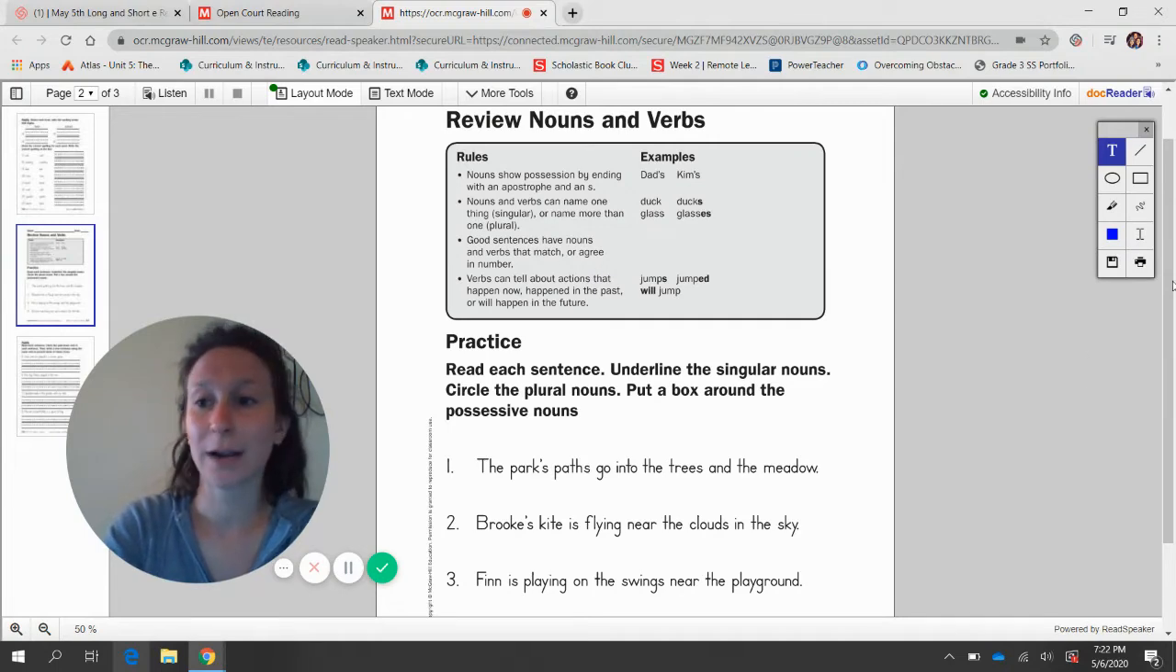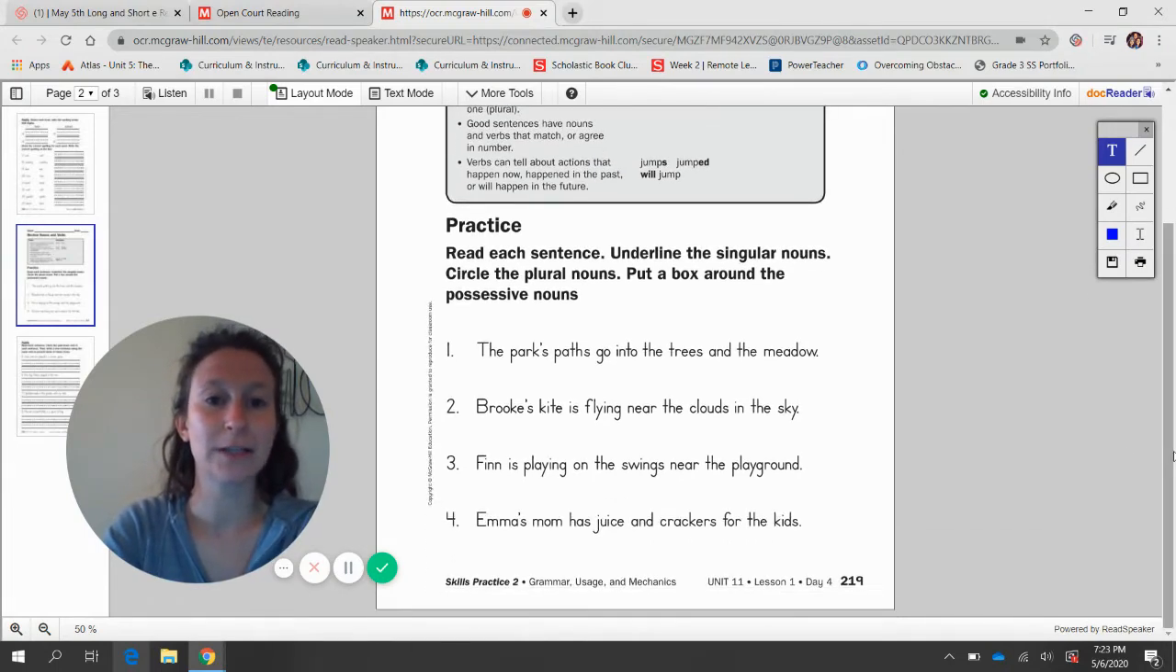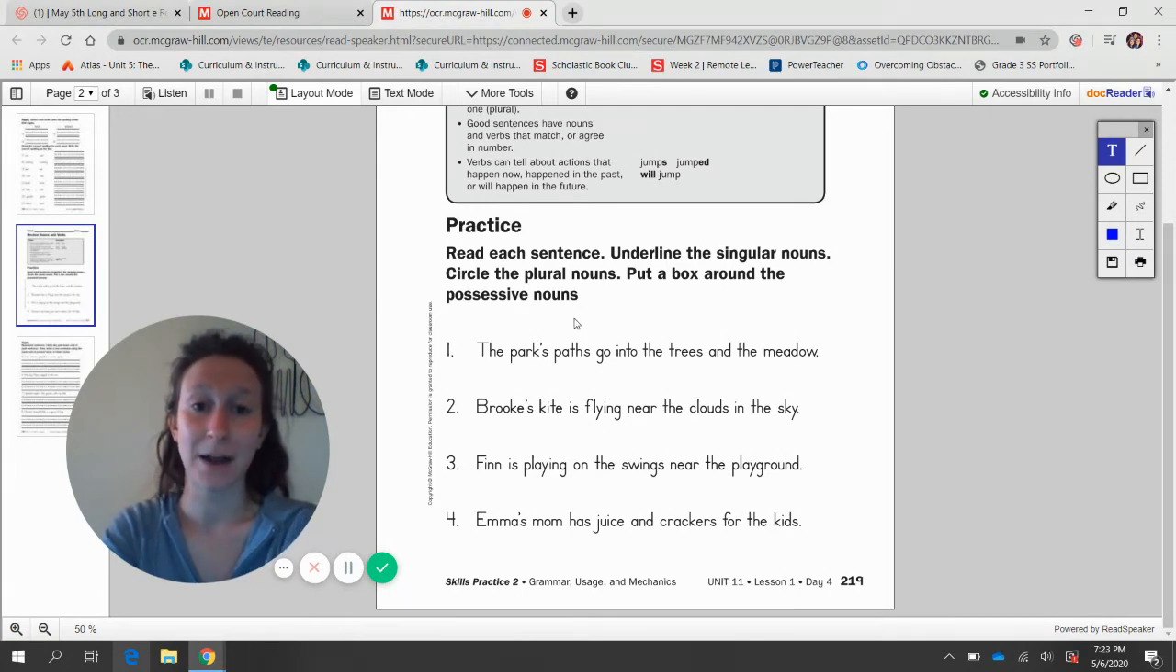All right, so let's read the directions. It says practice. Read each sentence. Underline the singular nouns. Circle the plural nouns. Put a box around the possessive nouns.